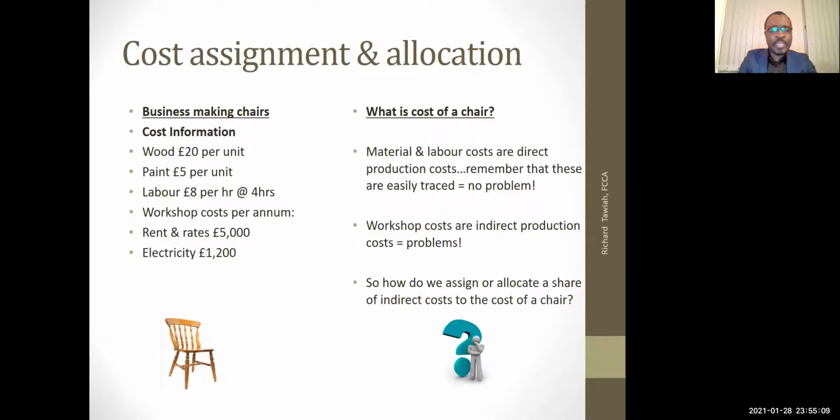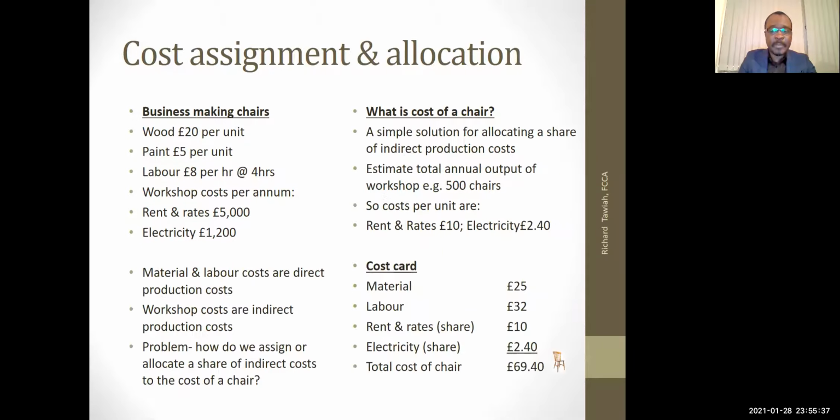Let's take an example of a business which makes chairs. Wood, paint, these are direct costs. So we can easily plug them into the cost of the product, of the chair. Labor hours is also variable, directly related to the production of the chairs. But what about the rents and rates? What about the electricity? These are indirect costs, and we need to use an appropriate system to allocate these costs into the product cost, into the cost of the chair. Now, the question is that if we have these direct costs, which we can easily work out, which method should we use to be able to get the indirect cost properly allocated?